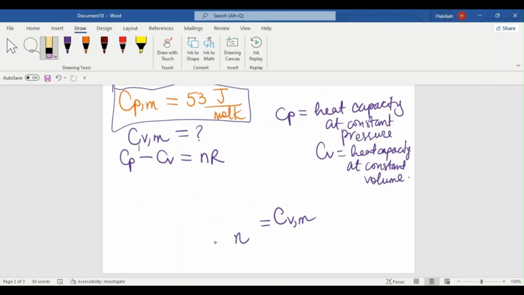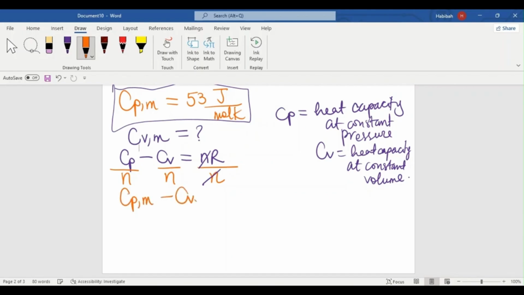Since we're just given heat capacity, what this is telling us is that we can divide all of this information, because whatever you do on the left side, you have to do on the right side. You divide by the number of moles. So what you end up with is CP,m minus CV,m equals R. Now we've already determined what CP,m is. We know what R is. R is just the regular gas constant, that's 8.3145 joules per mole Kelvin.